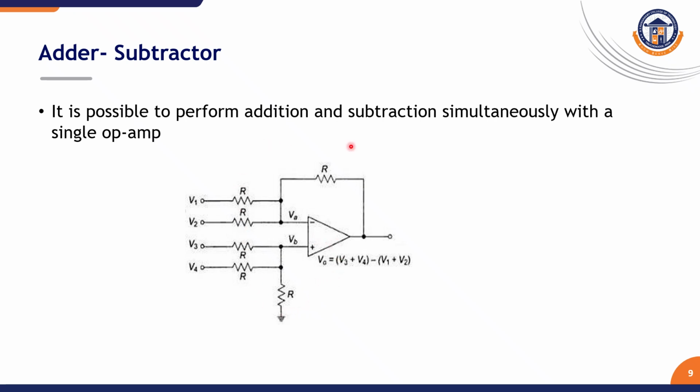By choosing all the resistance values equal, we can get the output expression of the adder subtractor as V3 plus V4 minus (V1 plus V2). So this is the addition operation and this is the subtraction. This is the expression of your adder subtractor.